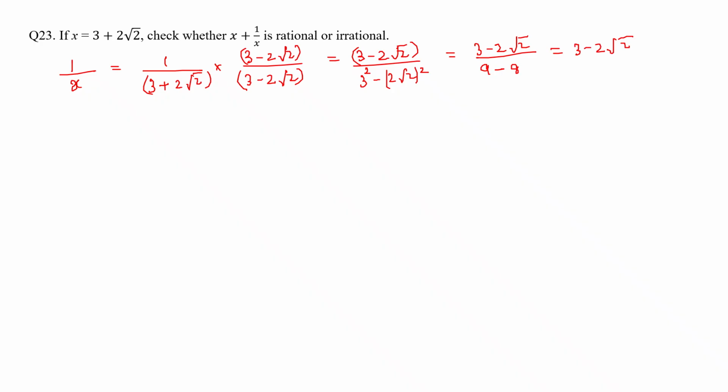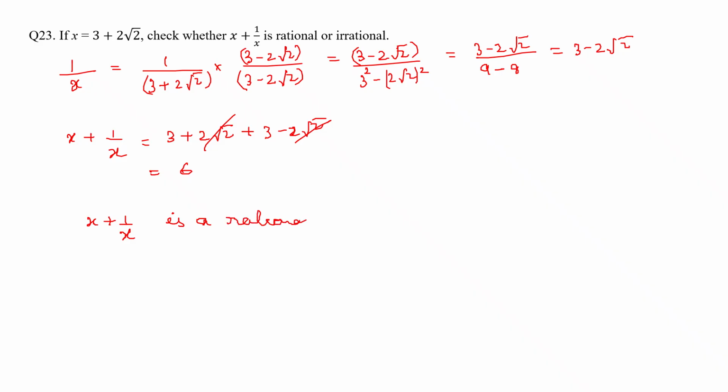Okay. Now let's find x plus 1 by x. X is 3 plus 2 root 2 and 1 by x is 3 minus 2 root 2. So 2 root 2 and minus 2 root 2 cancel. 3 plus 3, 6. And 6 is a rational number. So from here I can conclude x plus 1 by x is a rational number. Now moving to question number 24.